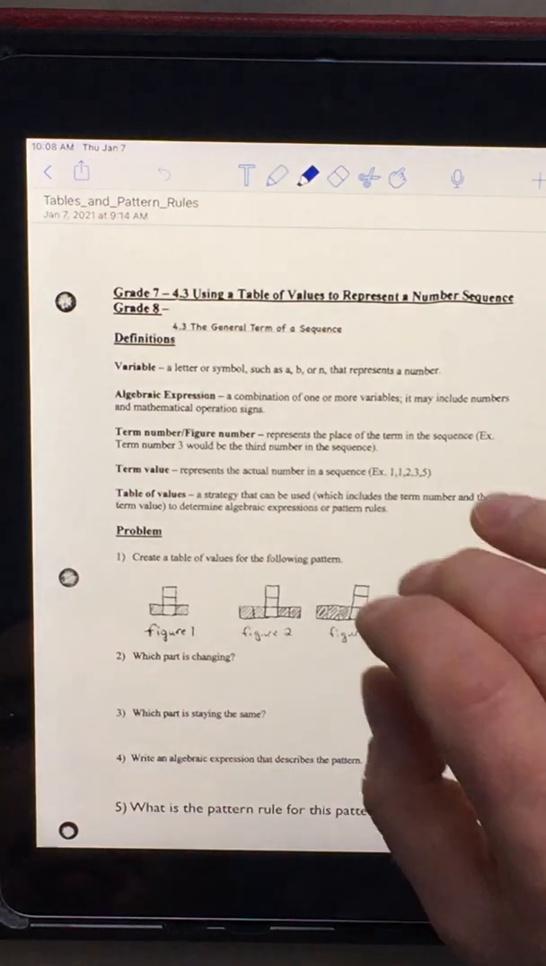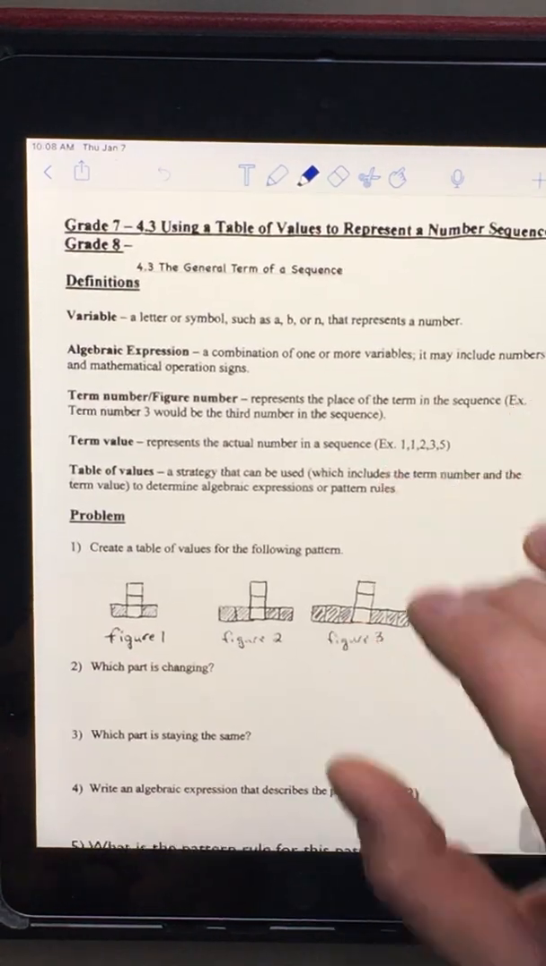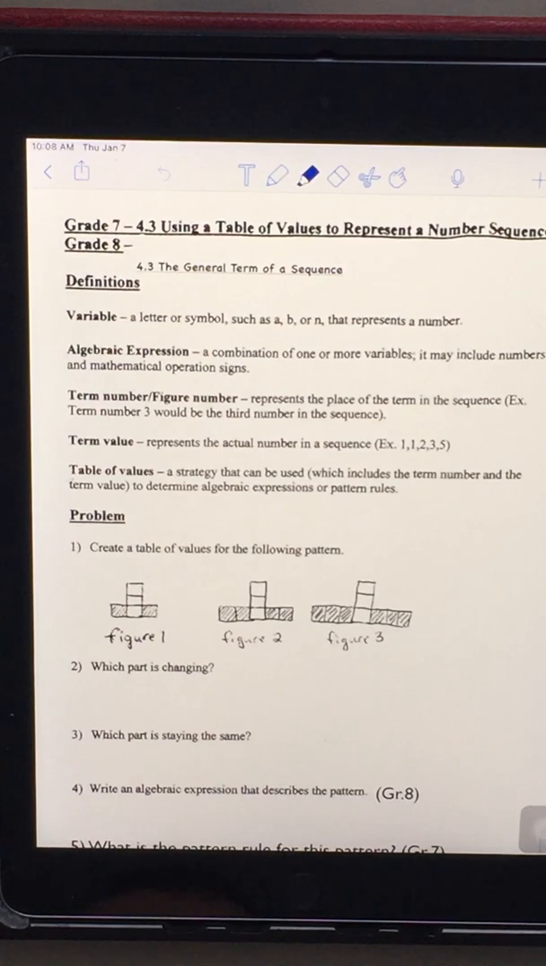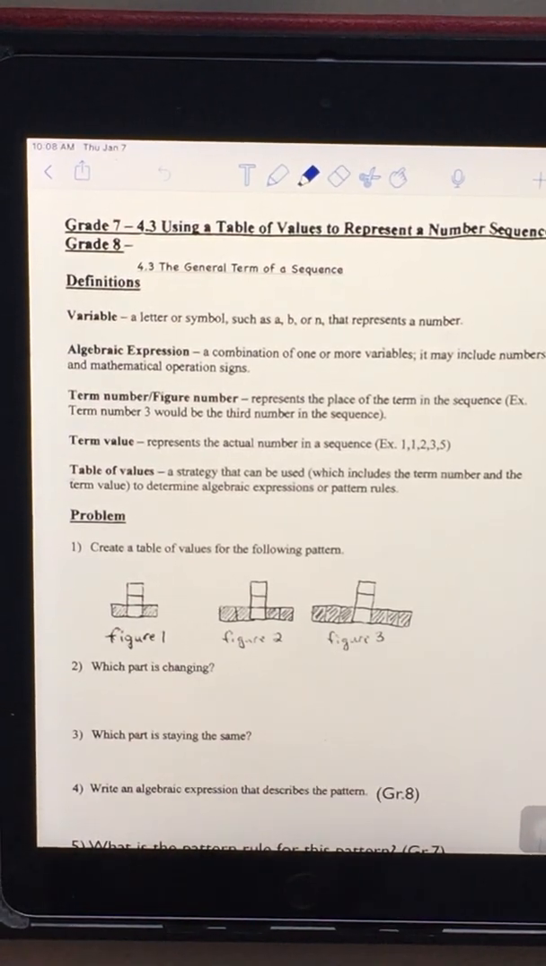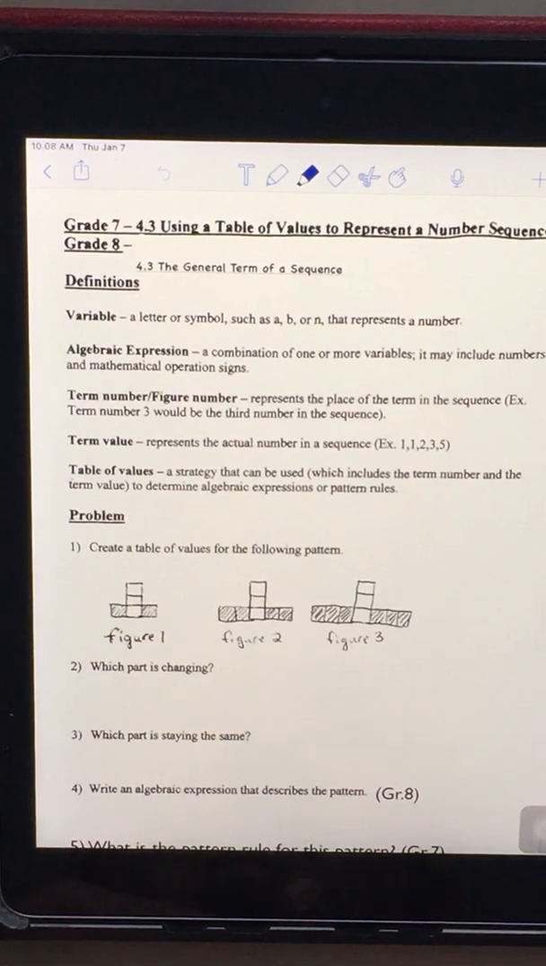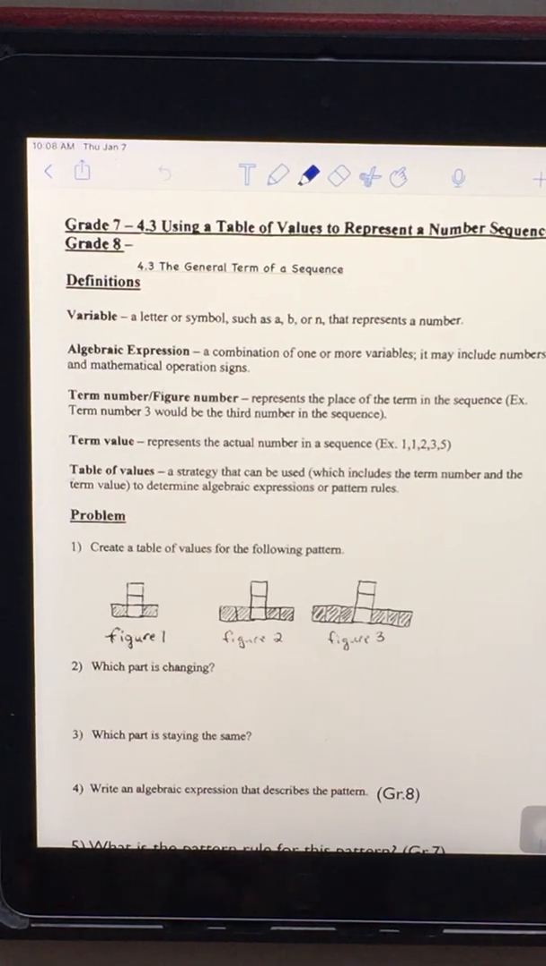We are going to have a look at the fourth lesson of our algebra unit today. For grade 7, this is about using a table of values to represent a number sequence. And for grade 8, this lesson is called the general term of a sequence, which just means figuring out what the pattern rule is, or for grade 8 today, it means figuring out what the algebraic expression is.